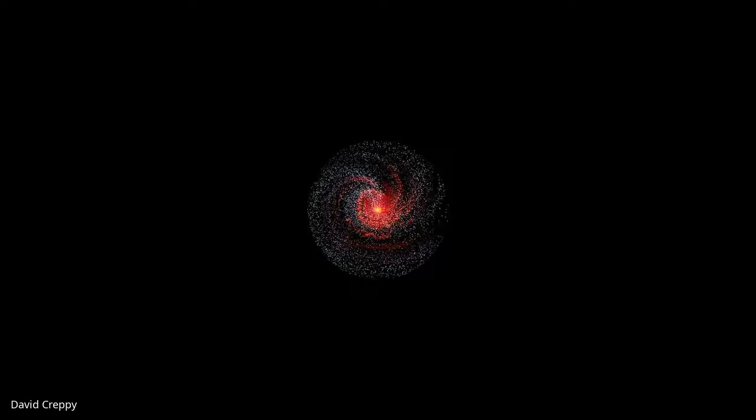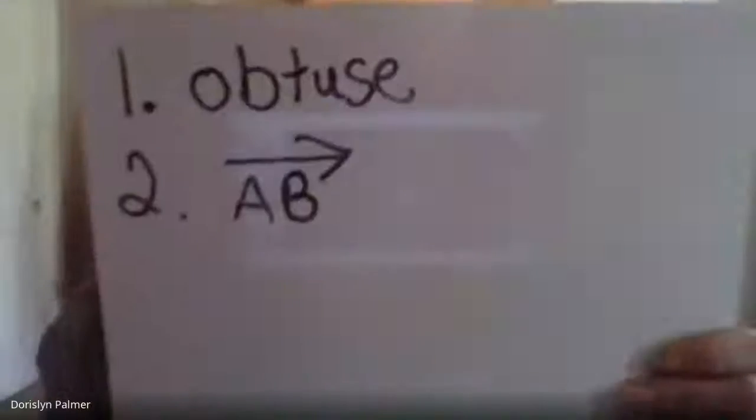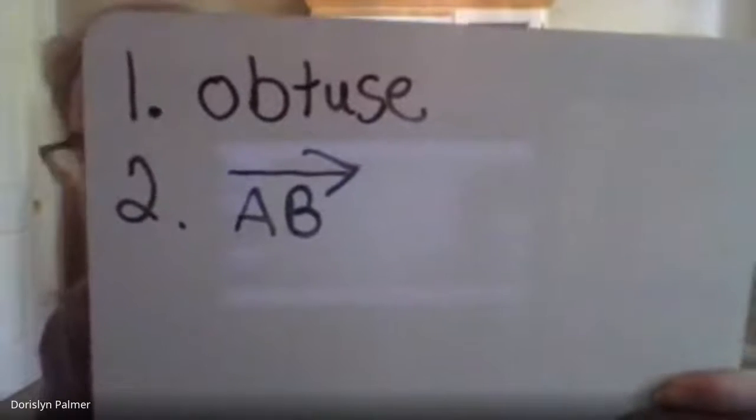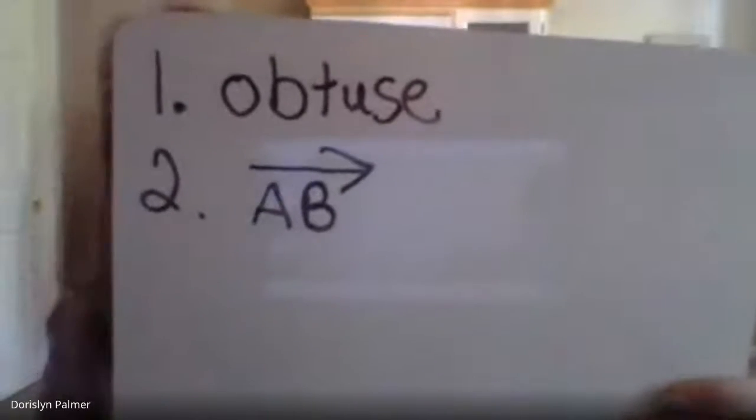Ray. Connor's here though. Connor's here. Okay. We're going to call this Ray AB. Ray AB. So it looks like that.